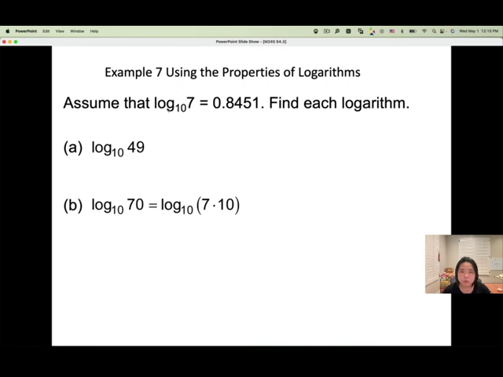Assume that log base 10 of 7 is equal to 0.8451, okay? And then find each log. So this is log of 49. We could rewrite it as 7 squared. And then the square, we could put it in the front. And then we already know what log base 10 of 7 is, right? That will be equal to this guy. So plug it in.